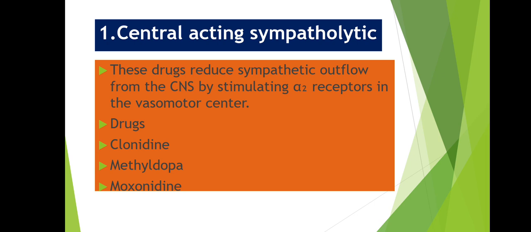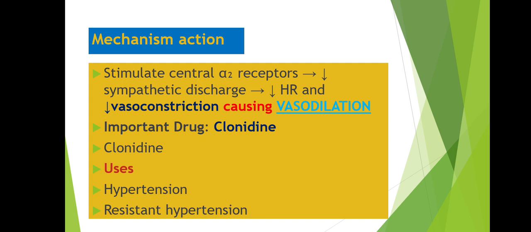So some drugs I've mentioned like clonidine, methyldopa. The methyldopa is commonly used in pregnancy. It's a drug of choice in pregnancy. We have pregnancy-induced hypertension. Okay? So hypertension is going to be induced by pregnancy.